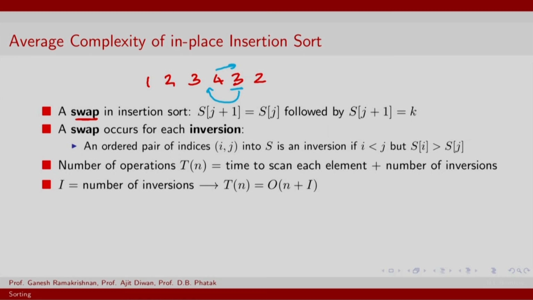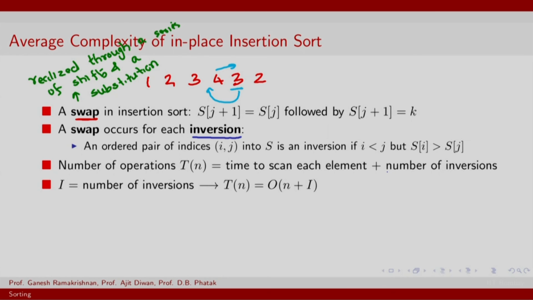Okay. So it is important to note that a swap is realized through a series of shifts and a substitution, and this occurs for every inversion, for every pair of indices i, j, i less than j, such that Si is greater than Sj.